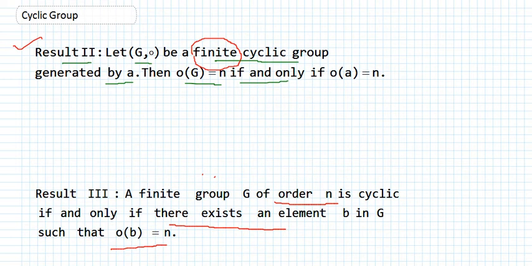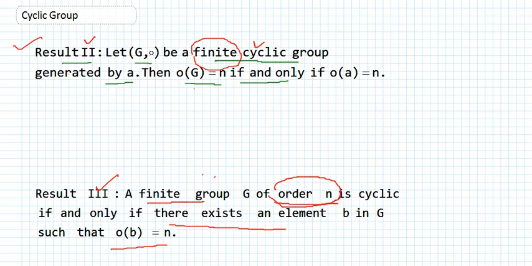So in the above result, what's the difference between this result and the above result 2? In the above result, it is provided that the group is cyclic, and we are talking about the order of the element generating the group and the order of the group itself. But here it says that the order of G is finite. This is given, and it's given that the order of G is n. In the above result it's not given; it is given that G is finite and cyclic. So here it is only given that G is finite.